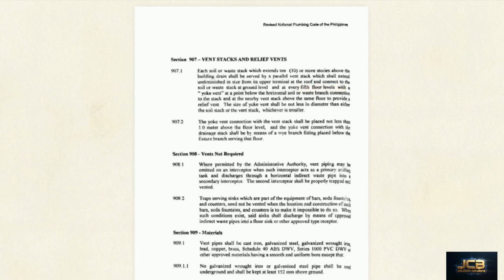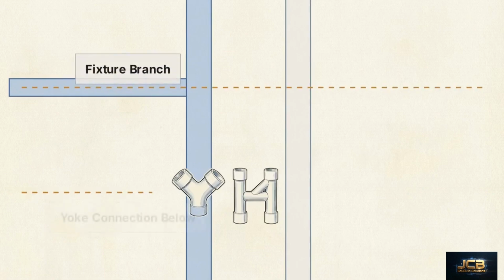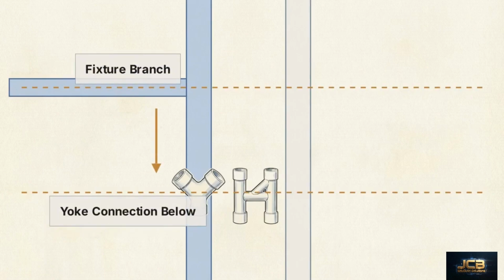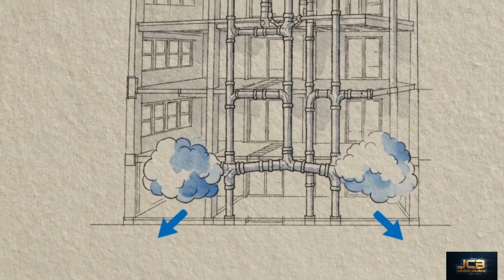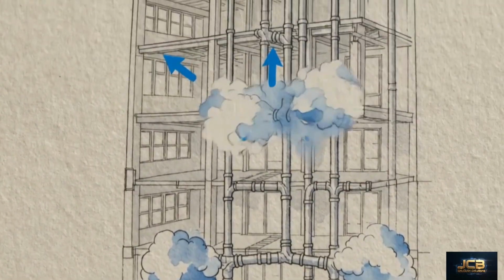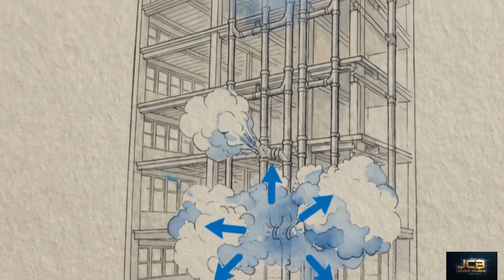Section 907.2 specifies the spatial placement. The yoke vent connection with the vent stack must be located no less than 1.0 meter above the floor level. The connection back to the drainage stack is made using a Y-branch fitting, placed below the fixture branch serving that specific floor. High-rise venting is an exercise in bypass engineering. Yoke vents act as the critical pressure release valves for the entire tower.